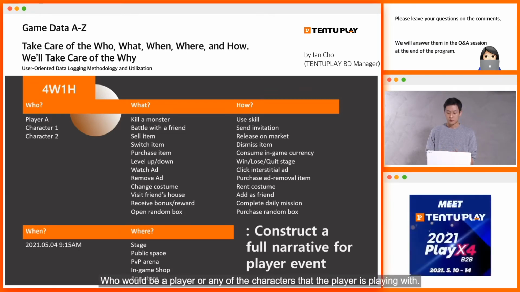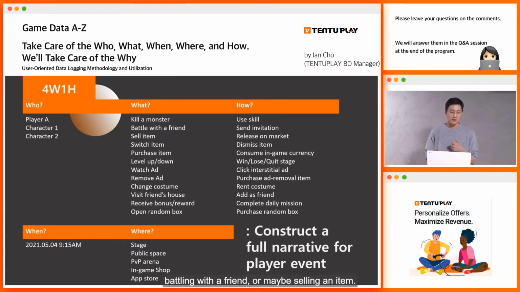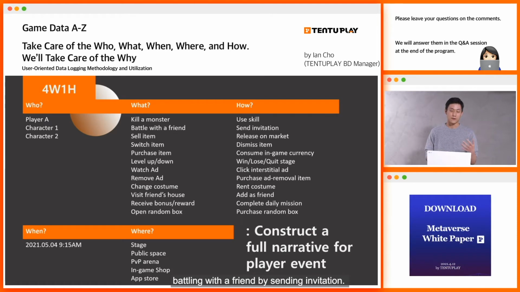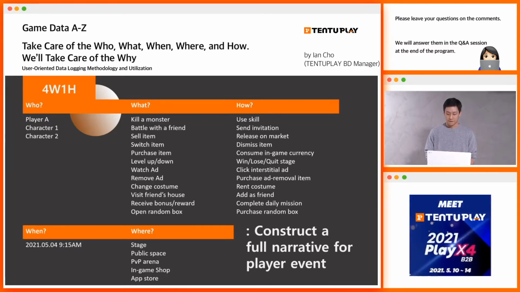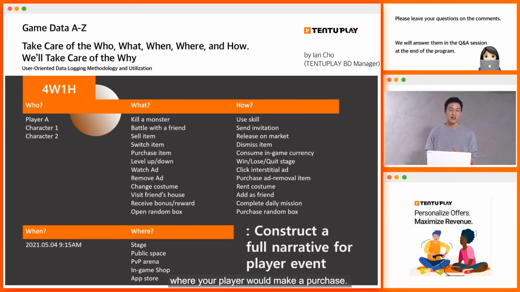So who would be a player or any of the characters that the player is playing with, and what is any action such as killing a monster, battling with a friend, or maybe selling an item, and how gives your narrative a context, such as killing a monster by using a skill, battling with a friend by sending an invitation. And when is pretty straightforward. You can just fill out the local time of your player. And where can be any stage, public space, or a PvP arena. And maybe even an in-game shop or an app store where your player would make any kind of purchase.